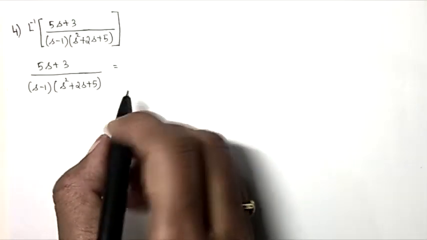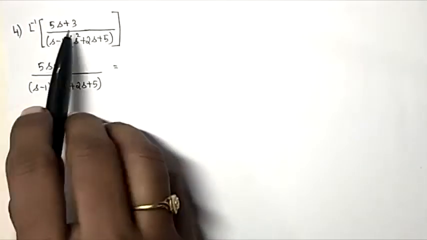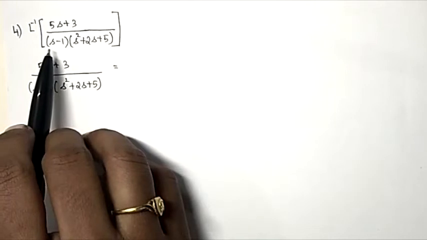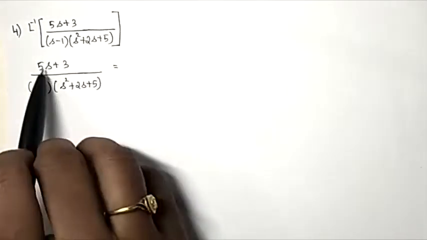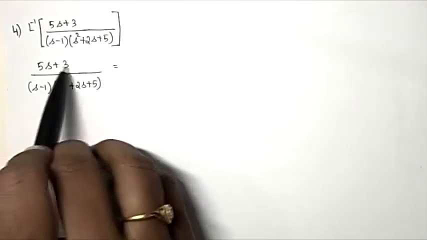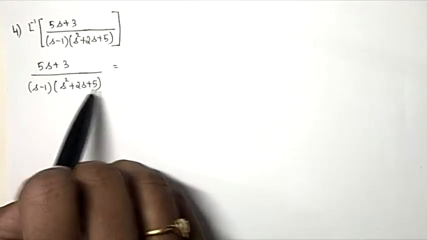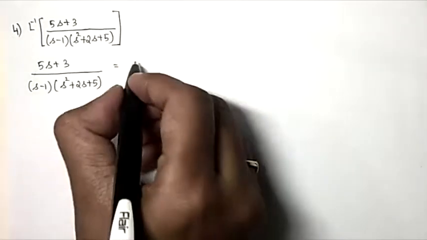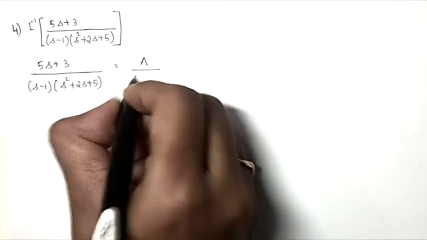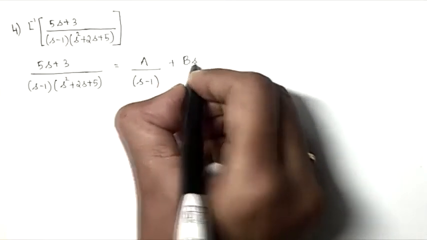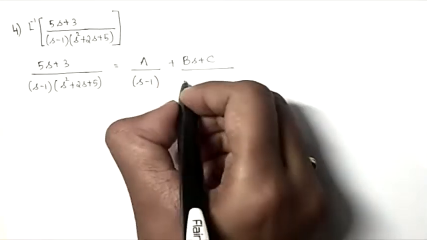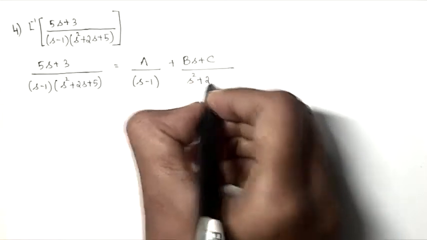Now the fourth problem, finding L inverse of (5s plus 3) divided by (s minus 1) into (s square plus 2s plus 5). Now I'll split this function as (5s plus 3) by (s minus 1) into (s square plus 2s plus 5) equal to A divided by (s minus 1) plus (Bs plus C) divided by (s square plus 2s plus 5).